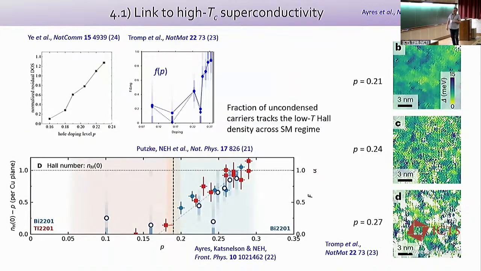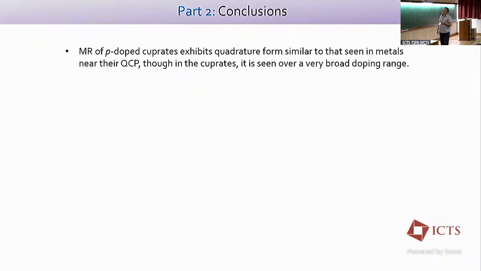Okay, maybe I'll skip this bit, but there's an interesting correlation between the residual non-superconducting bits and the actual Hall coefficient at low temperatures that we measure across this regime as well. Okay, so to conclude this part then, in contrast to the electron-doped, the magnetoresistance of the hole-doped exhibits this unusual quadrature form that's seen in other materials when tuned to their quantum critical point. I stress this is seen across this entire regime from essentially the closing of the pseudogap at p star, around 19%, up to the end of the superconducting dome.